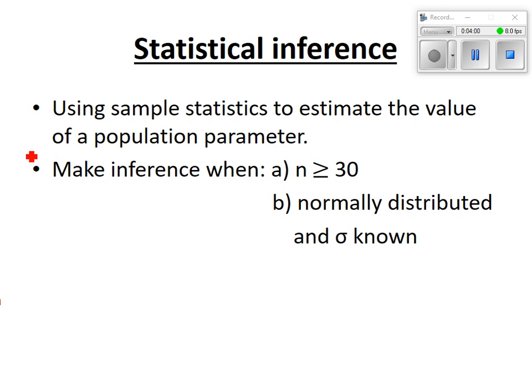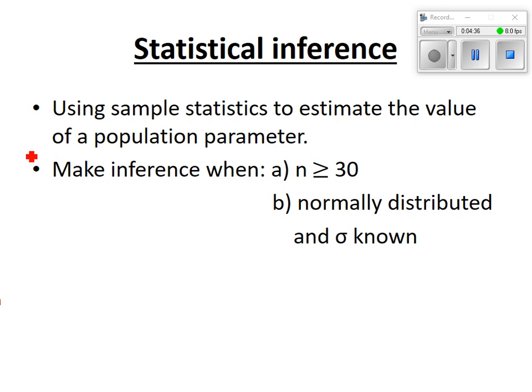Statistical inference. A statistical inference, remember, inference is just us sort of guessing and putting our thoughts onto a population. What we think is going to occur. So we're going to use a sample statistic to estimate the value of the population parameter. Remember back at the start of the year, we haven't done this for a while. Statistic goes with a sample. Parameter goes with a population.